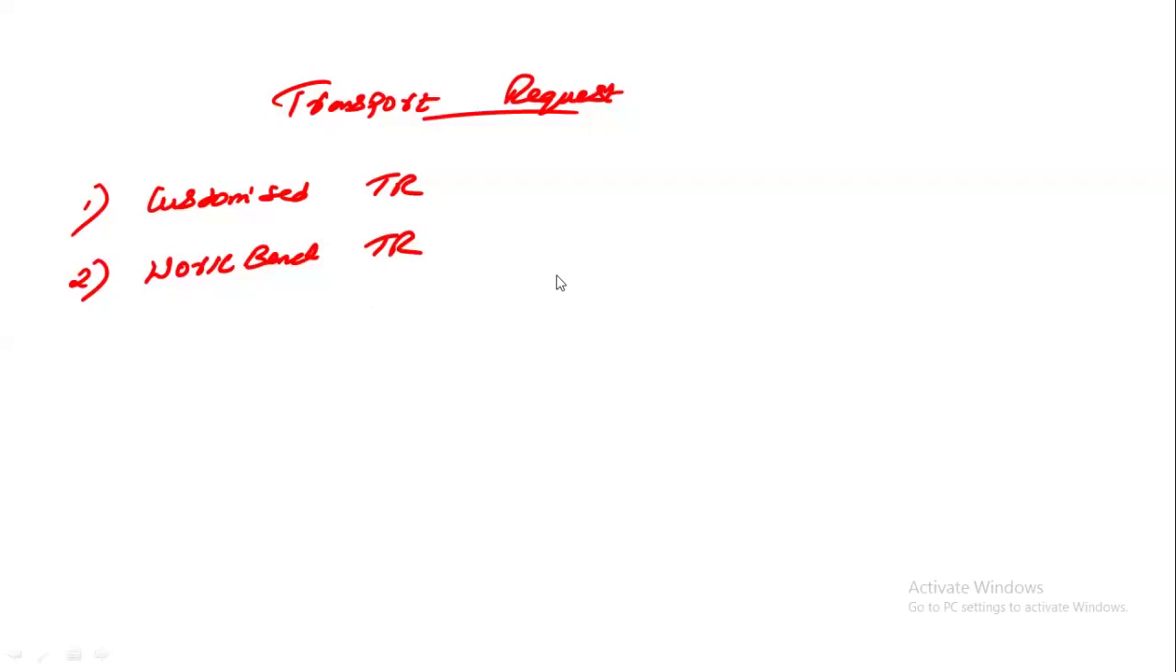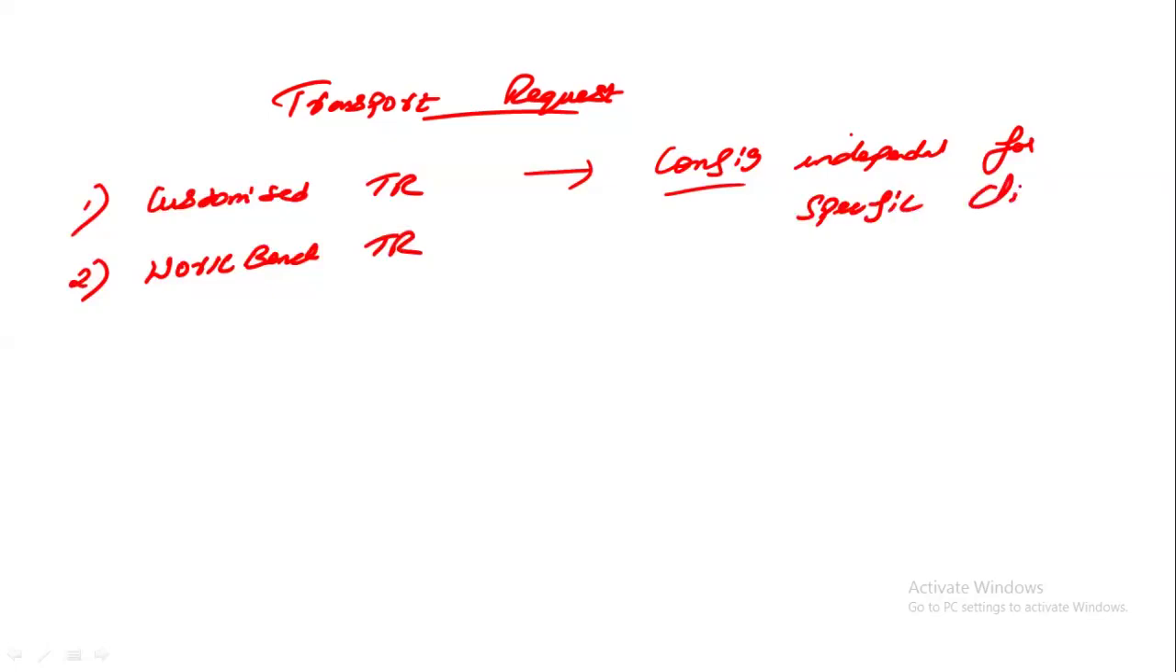Okay. So transport requests have two types. One is the customized TR, one is the workbench TR. So what is the difference between the customized TR and the workbench TR? Customized TR is nothing but the configuration which is independent. The configuration is independent for a specific client. That is called the customized TR.